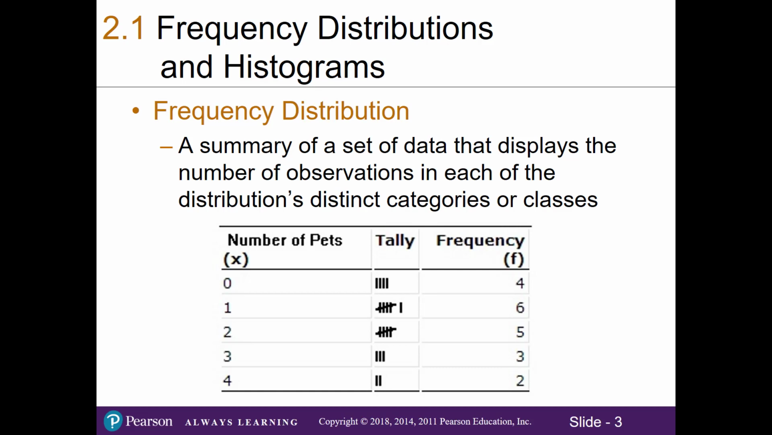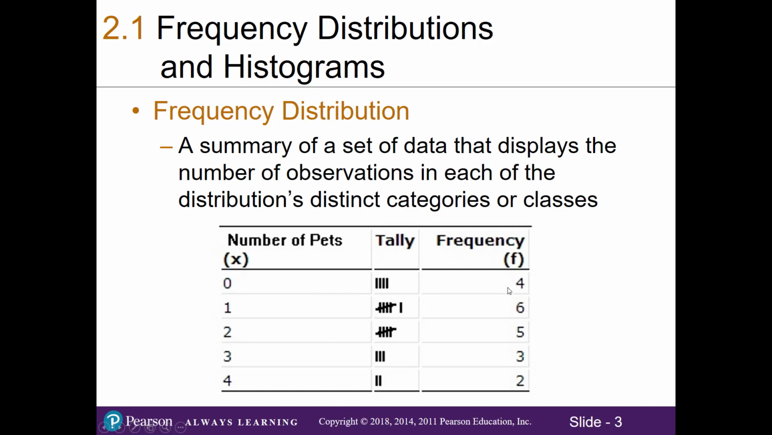A frequency distribution is a summary of a set of data that displays the number of observations in each of the distribution's distinct categories or classes. So here we have an example. Imagine you're an employee at Petco and you want to know how many pets your customers have. So you ask 20 customers how many pets they have, and we take a tally of how many individuals say they have 0 pets, 1 pet, and so on.